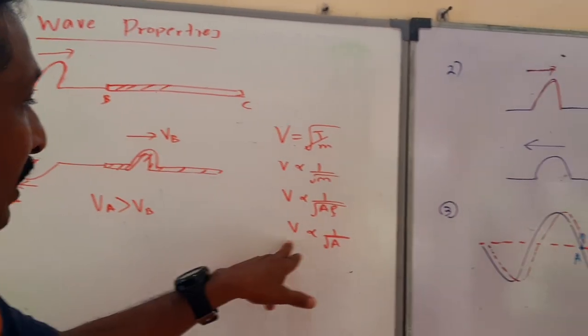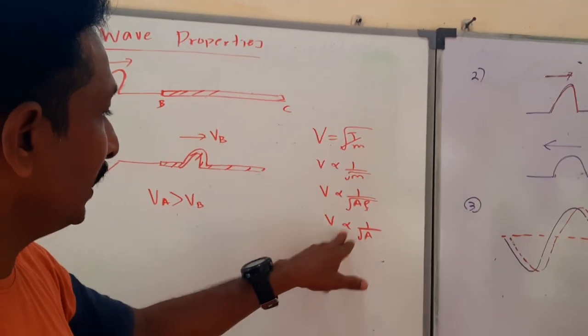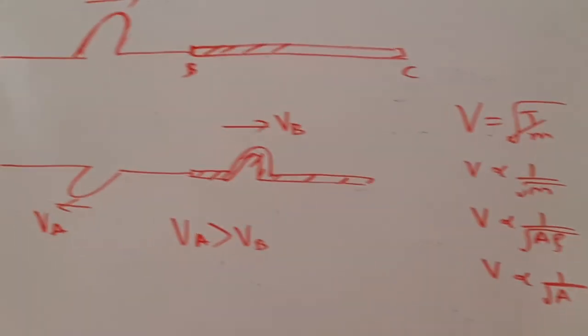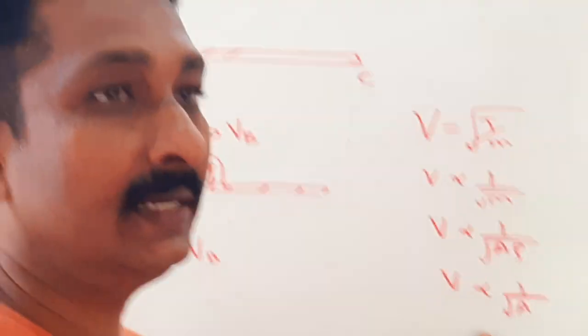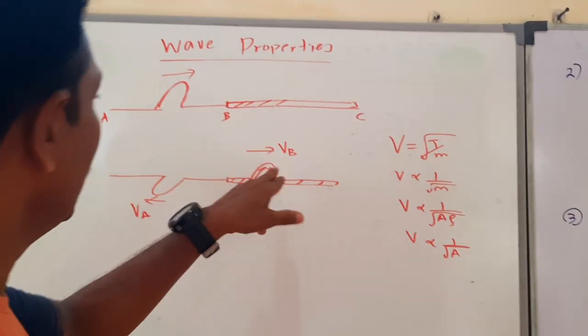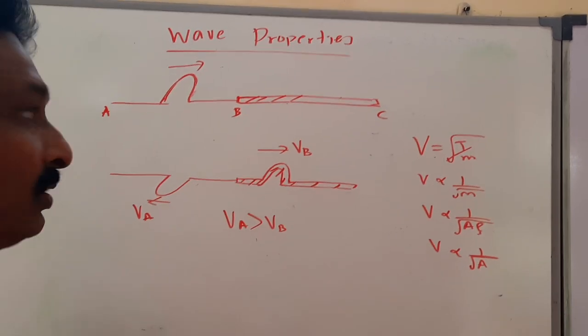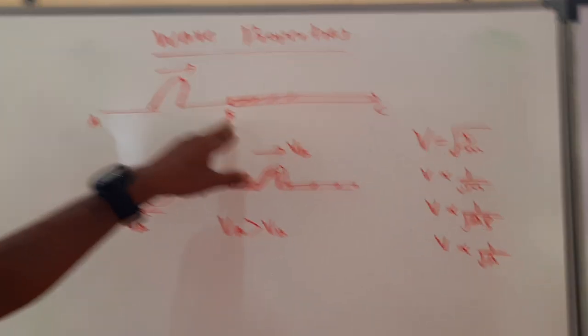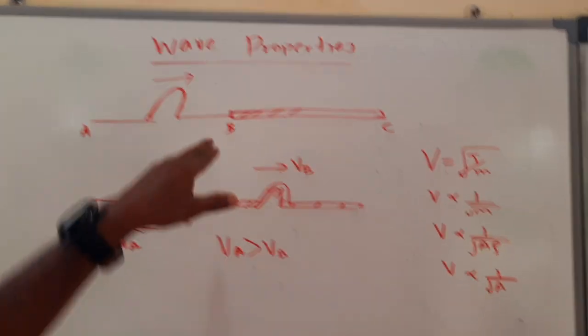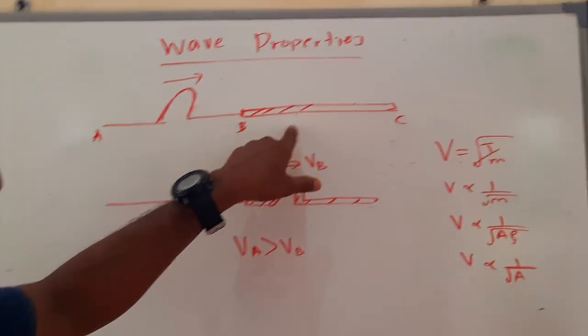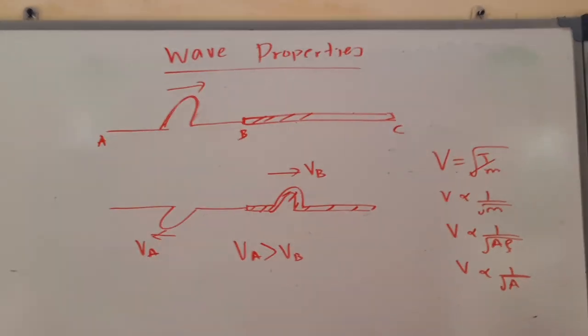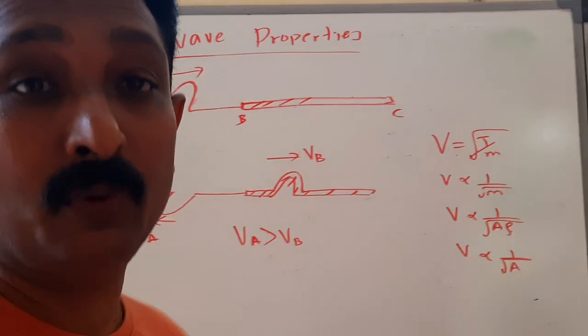In this equation, velocity is inversely proportional to root of A. That means if the cross section area increases, the velocity decreases. Here B has the smaller velocity and A the higher velocity. Here B is the rigid support, with thickness larger than the other one, so B is the rigid support.